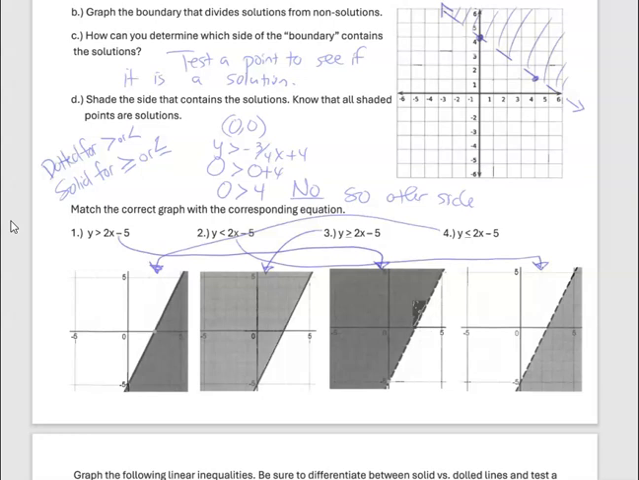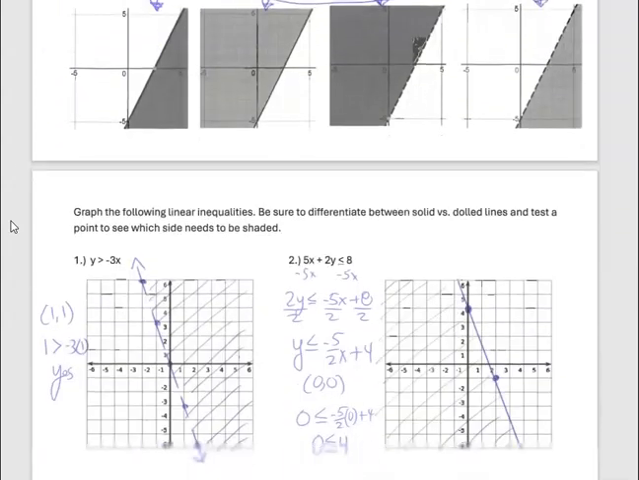The other thing you could have done is figured out which points are shaded, take one of those points and see if they actually make the inequality true. If you're between two different ones, if you don't know if you're shading above or below, take a peek. You can see which ones match up with which ones. We did this by finding out if they were dotted or solid lines and then figuring out if they should be shaded above or below.